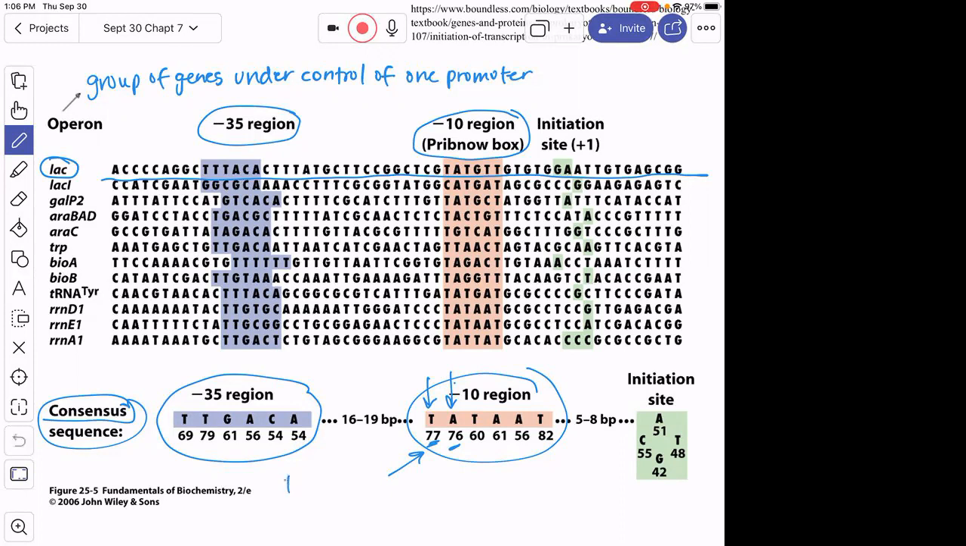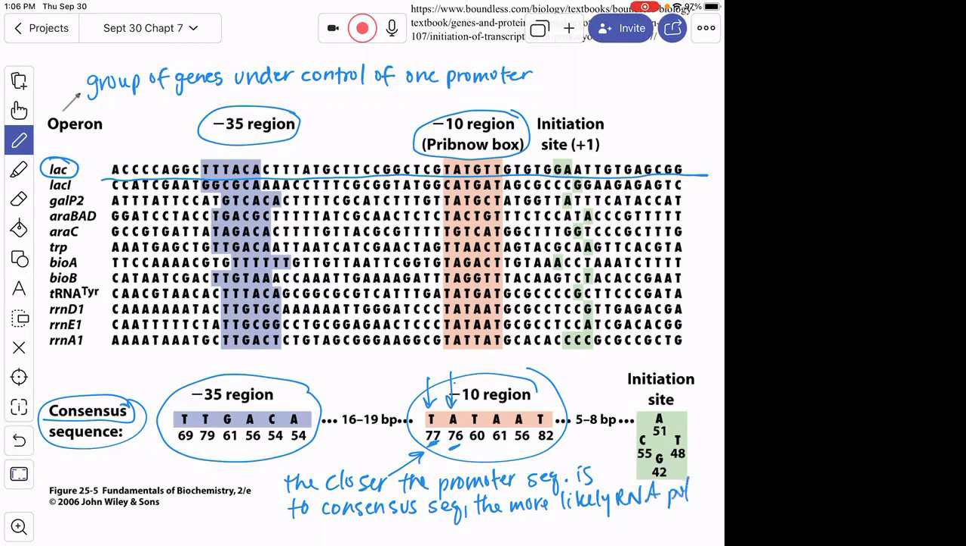So the closer the promoter sequence is to some consensus sequence, again, the more likely RNA polymerase will bind. And again, the more likely it binds to the promoter, the more likely then it transcribes the gene into RNA.